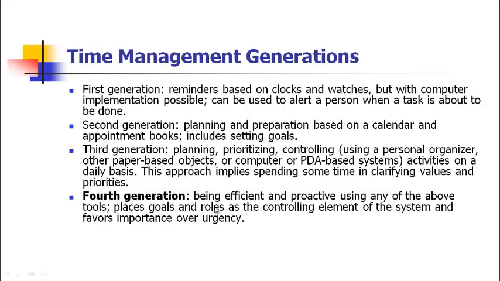Now in the fourth generation, what happened is that being efficient and proactive using any of the above tools was important. What they came out with there replaces the goals and roles as the controlling element of the system and favors importance over urgency. So in the fourth generation, they clearly segregated which activities are important and which activities are urgent but not important.